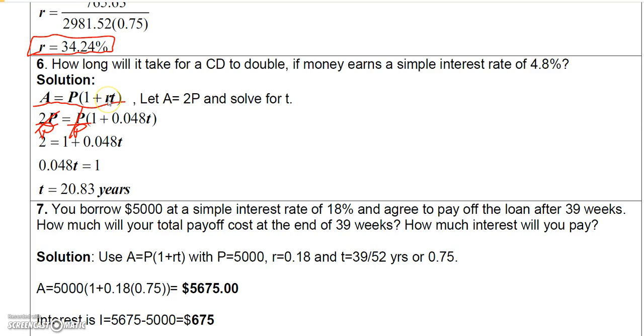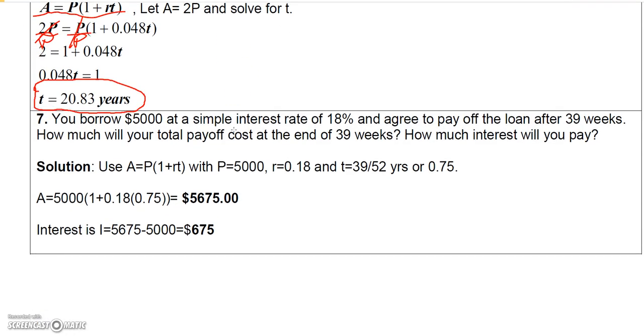Now the other thing I had to do was, I knew the rate was 0.048, so I put that in for R. So I just get 2 = 1 + 0.048t, then just subtract 1 from both sides, and that'll give me 1 = 0.048t. So I'll write that 0.048t = 1, and then divide both sides by 0.048 to solve for t. So t would be almost 21 years, about 20.83 years. So that would be the number of years it would take that to double.